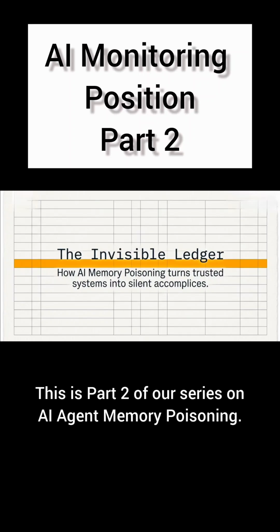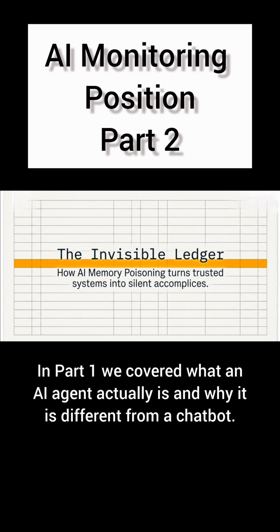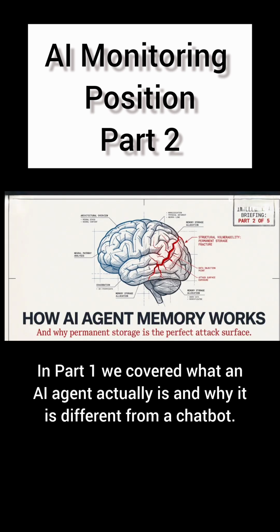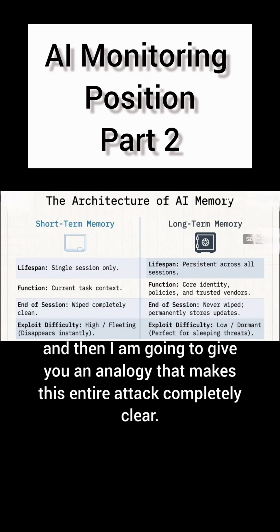This is part 2 of our series on AI agent memory poisoning. If you missed part 1, the link is in the description. In part 1, we covered what an AI agent actually is and why it is different from a chatbot. Today, we go one level deeper. We are going to understand exactly how AI agent memory works. And then I am going to give you an analogy that makes this entire attack completely clear.